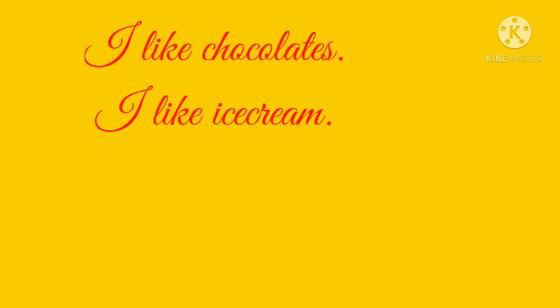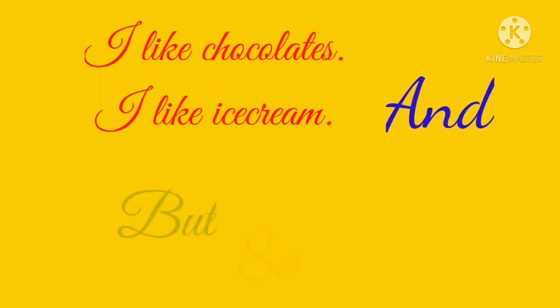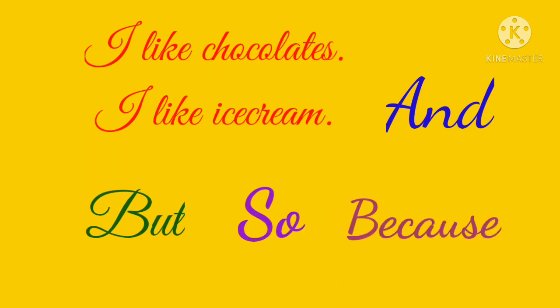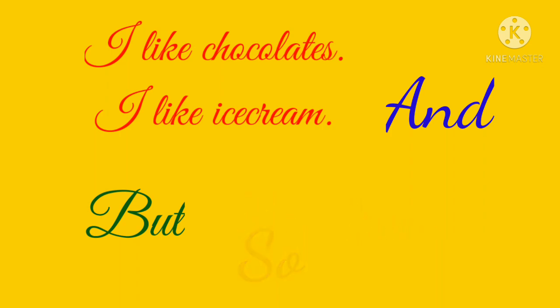Let us have some examples, children. I like chocolates. I like ice cream. These are two different sentences because they start with a capital letter and end with full stops. So that makes these two different sentences. We have some conjunctions here: and, but, so, and because. It is our turn to choose the right conjunction to suit our answer. So what do you think it will be, children?